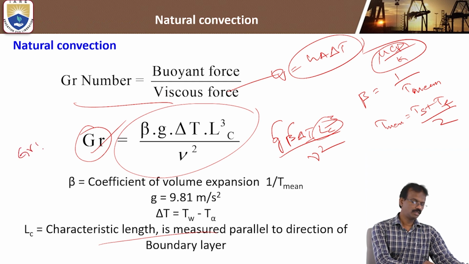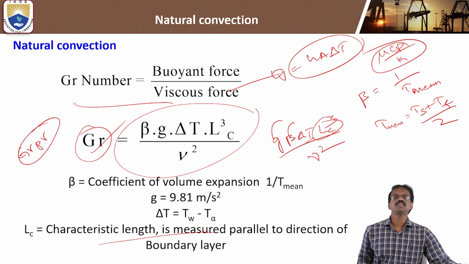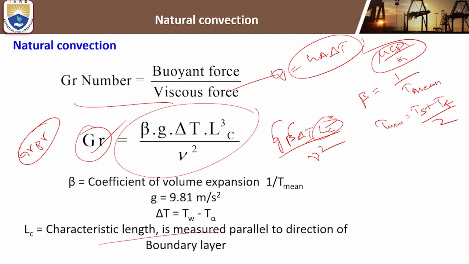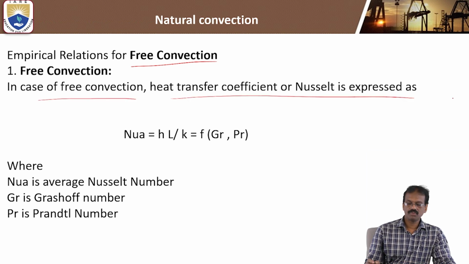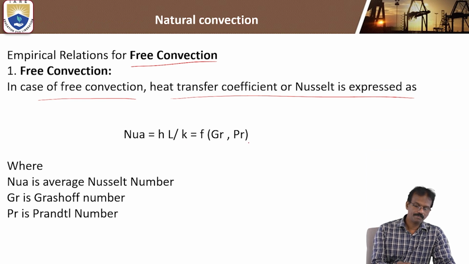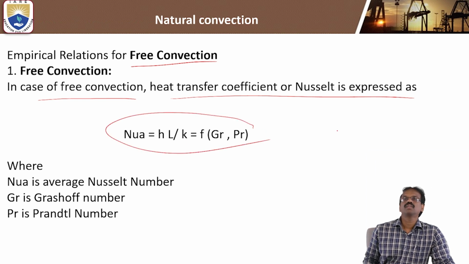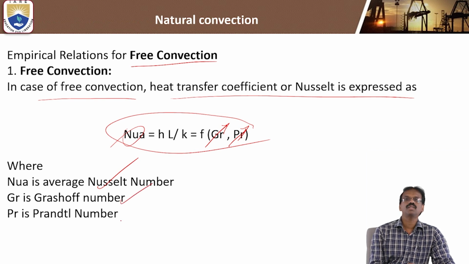So the product of Grashof and Prandtl number, the value of GR PR, decides the type of flow. What type of flow? Either laminar or turbulent. Here we'll see the empirical relations for free convection. In free convection, the heat transfer coefficient, or Nusselt number, is expressed as hL by K, which is a function of Grashof number and Prandtl number. Nu is the Nusselt number, GR is the Grashof number, PR is the Prandtl number.